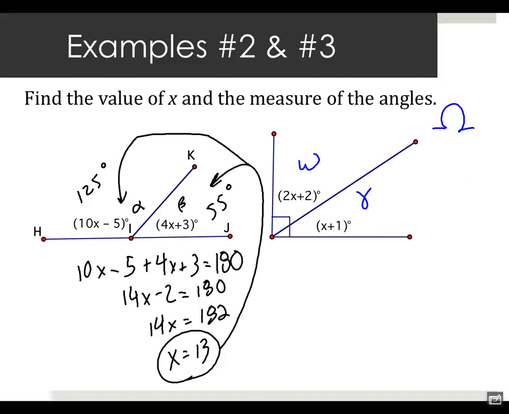Tommy, what's the relationship between omega and gamma? Complementary and adjacent. I've forgotten what complementary means. They add up to 90 degrees. Good. So what equation would I create? 2x plus 2 plus x plus 1 equals 90. Solve.